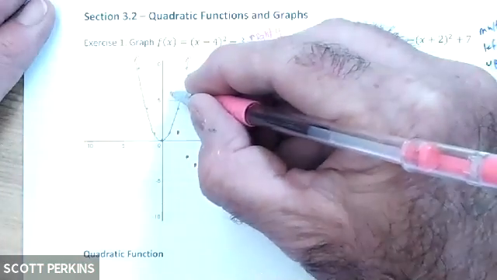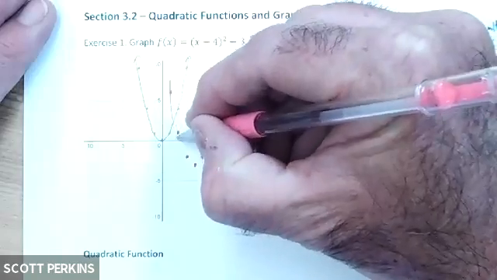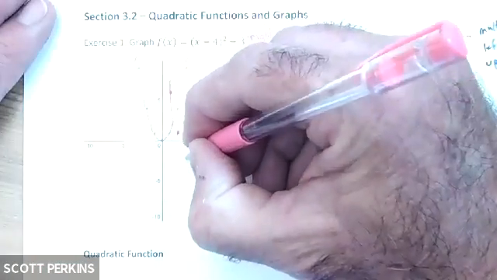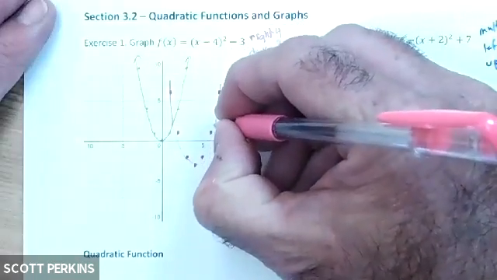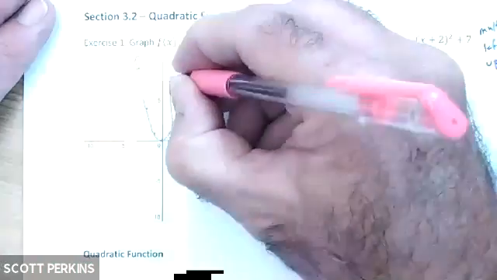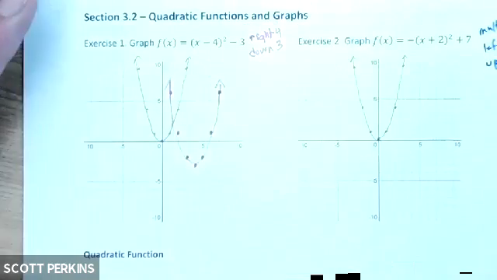So there it is. There's my graph. It's been translated. It's the exact same shape as the previous graph. It has just been moved, put my arrows on the end, and there we go. That's that one. Okay. The next graph.